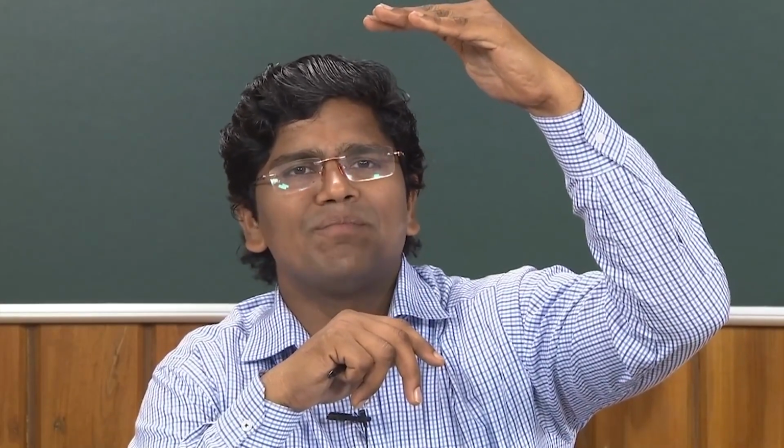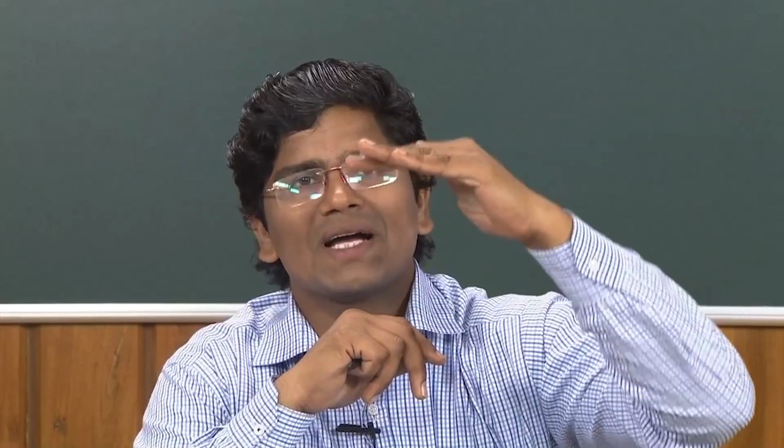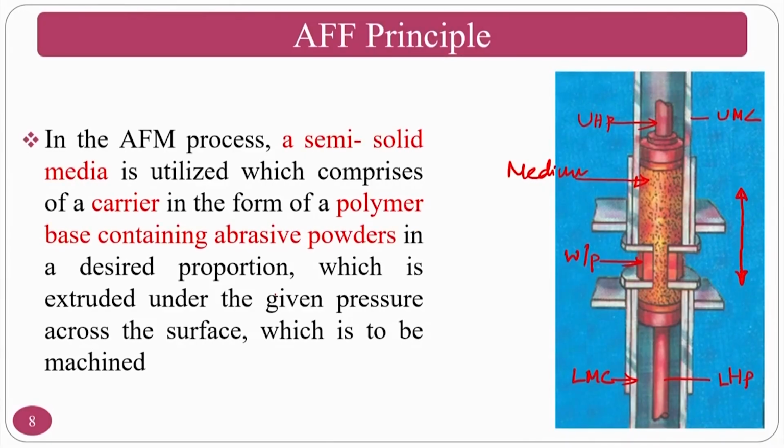Once the top hydraulic piston pushes back, the medium comes again to the lower medium cylinder across the workpiece. So, this reciprocating nature of the medium that consists of abrasive particles will shear off the surfaces to be finished in the workpiece. So, in the AFM process, a semi-solid media is utilized which comprises a carrier fluid in the form of a polymer base containing abrasive powders in the desired proportion, and it is extruded with a given pressure. That is what I have explained, that it will move up and down and the material will be removed in the workpiece region wherever across the surface it is moving.